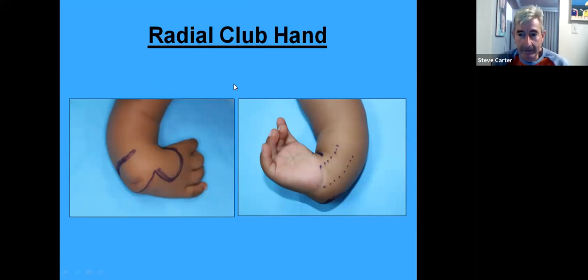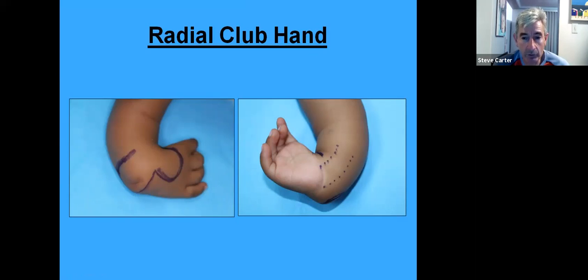Another common thing we see, radial club hand. Okay, so failure of formation on the radial side. You can see this child, how the wrist is sitting at sort of 80 degrees to the hand, the hand is sitting at 80 degrees to the wrist. And that's because there's no support on that radial side.